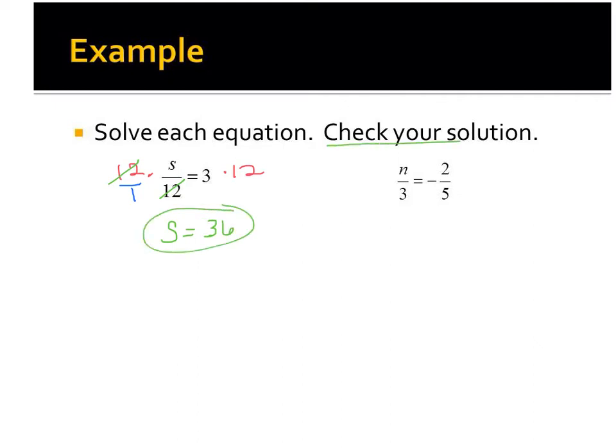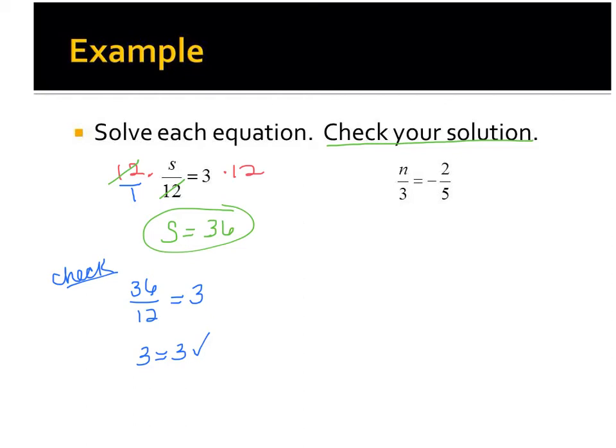And if it says check, remember I want to see your checks and I want to see it completely written out. So we're going to do 36 divided by 12 equals 3. And I did not do any math there, I just wrote it out. Then we're going to do 36 divided by 12, which is 3. That equals 3. We're good.